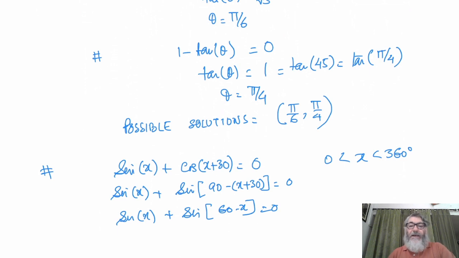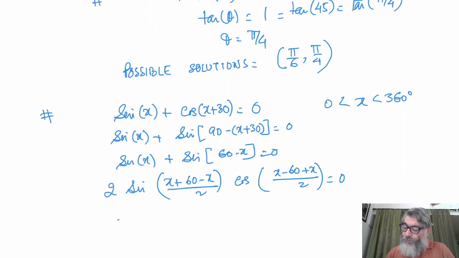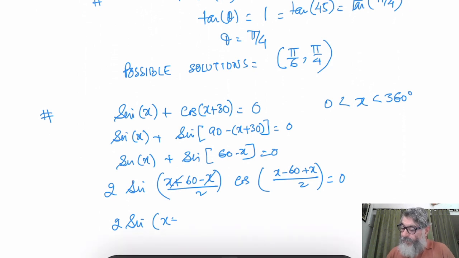Sin c plus sin d is 2 sine c plus d upon 2 into cos c minus d upon 2. So 2 sine of (x plus 60 minus x) upon 2 and cos of (x minus 60 plus x) upon 2 is equal to 0. So it is 2 sine, x will cancel here, so there is no question of x coming here.